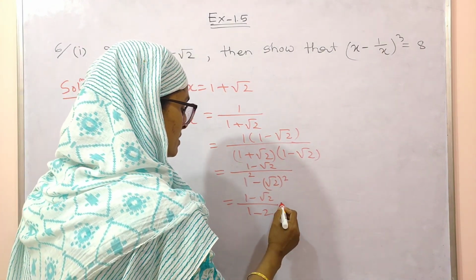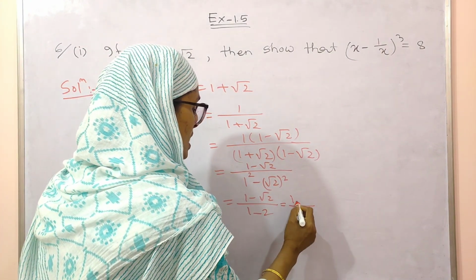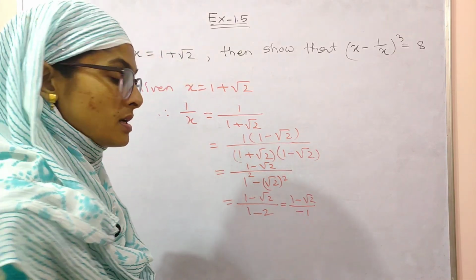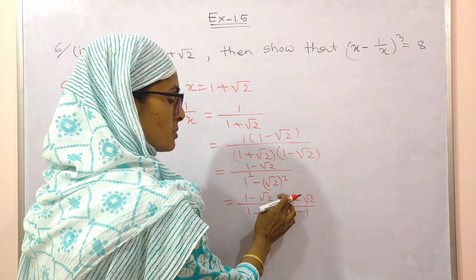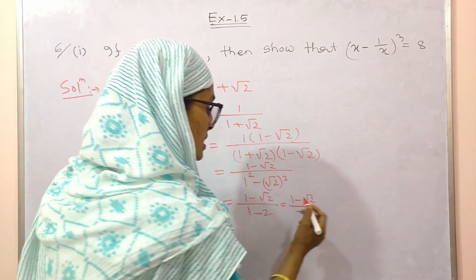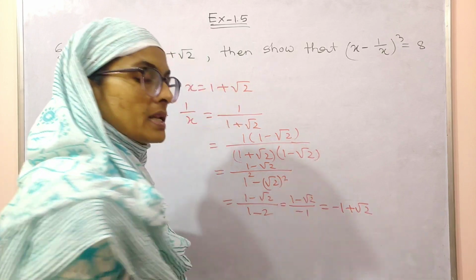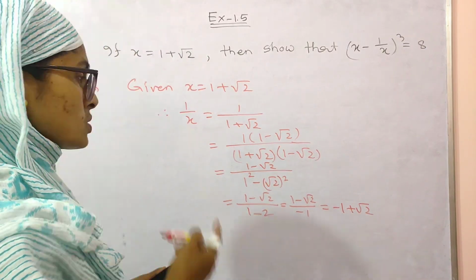So you can write (1 minus root 2) by (1 minus 2), which means minus 1. Now multiply by minus 1 in both numerator and denominator. You will get minus 1 plus root 2. So write this one.